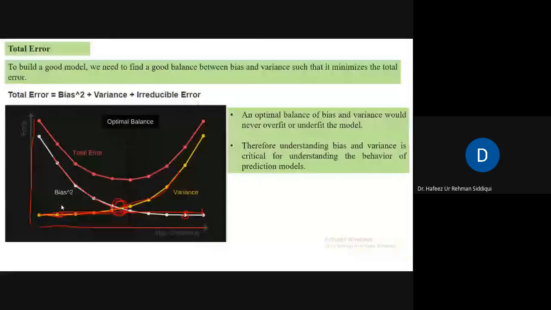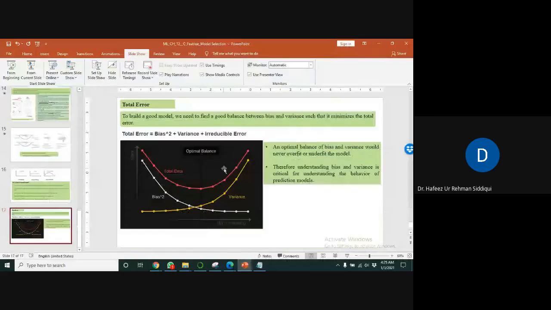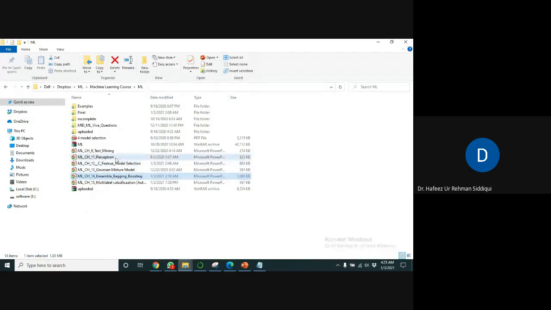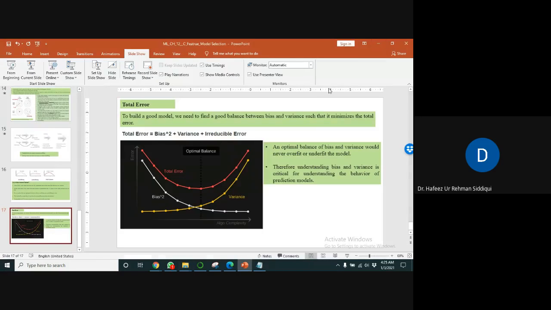Okay, guys, so for today I'm done with this. And next we have some other topics like perceptron and Gaussian mixture model, and one more important one, multi-label classification. We will discuss this in the next lecture.